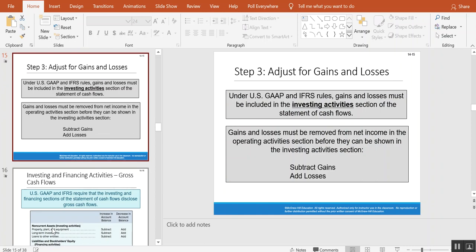So if we have a gain or loss, we need to remove those from the net income and the income statement in order to show them in the investing activities section. So what we're going to do is subtract gains and add losses to the net income. Okay.